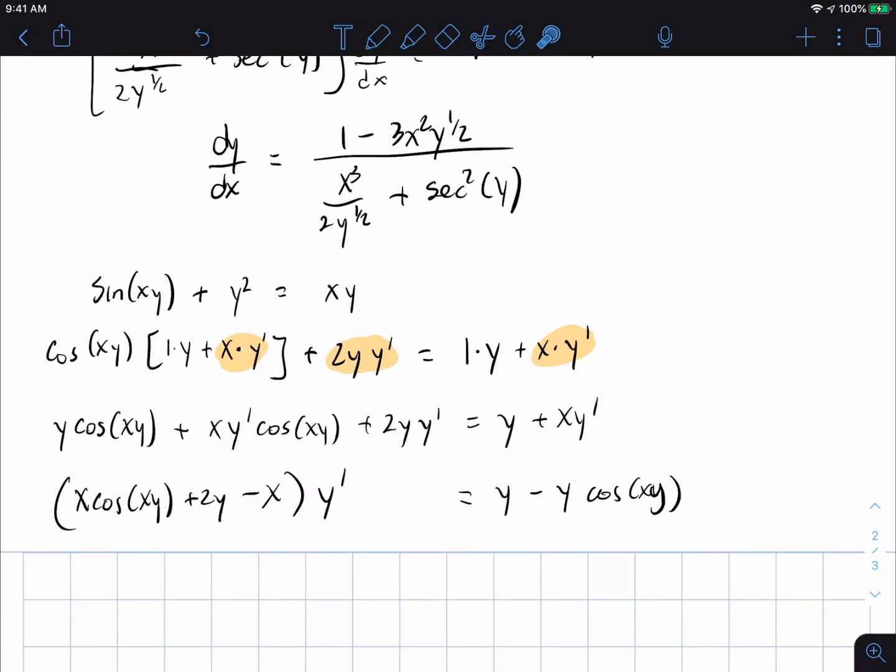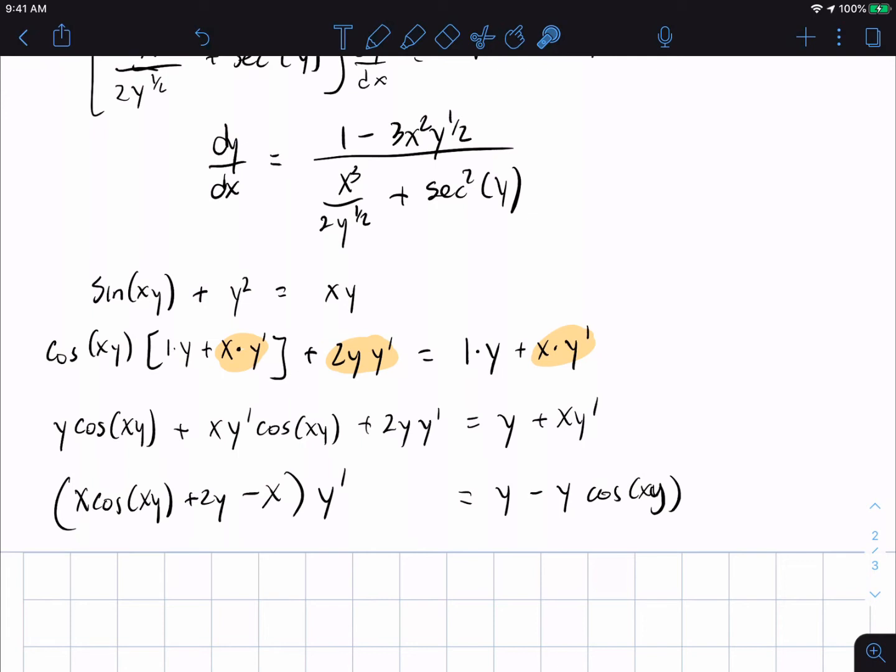So look here. x cosine xy y prime. There's x cosine xy still multiplied by y prime. 2y y prime. Here's 2y, still multiplied by y prime. Do you follow? Or do you want me to write that step in between? I don't mind.